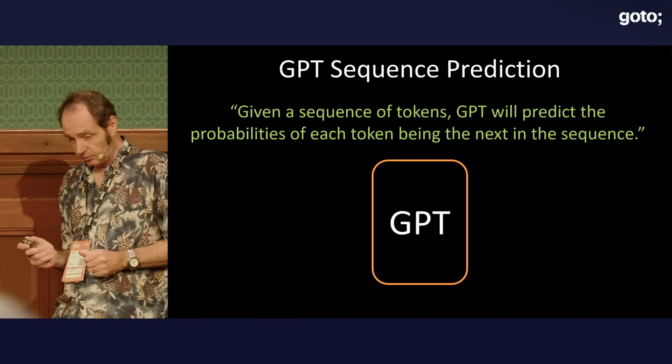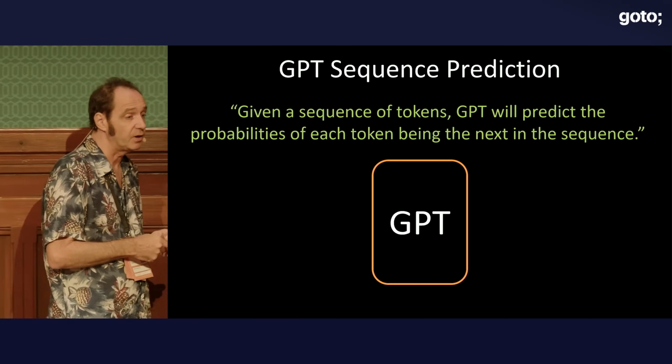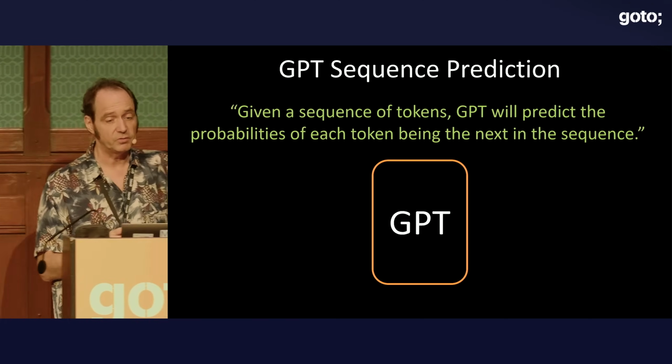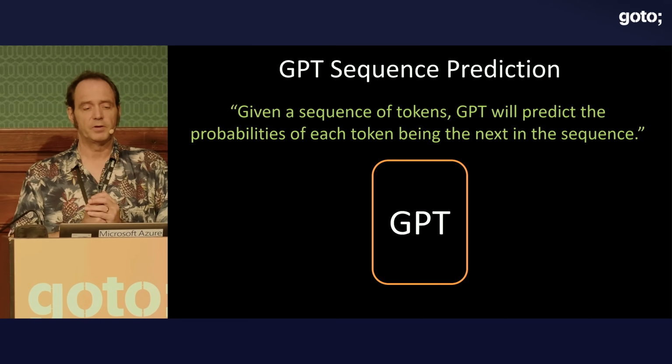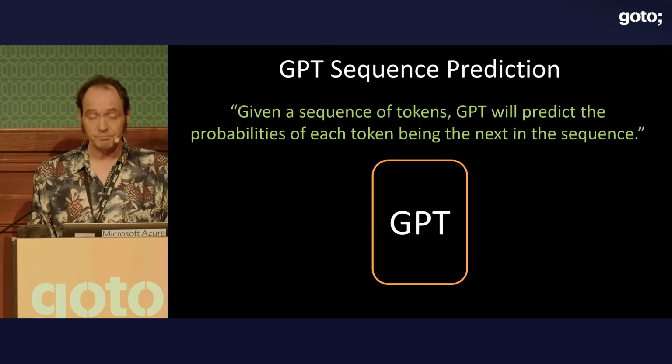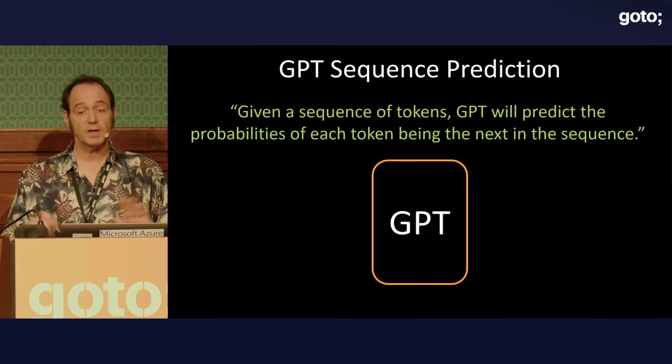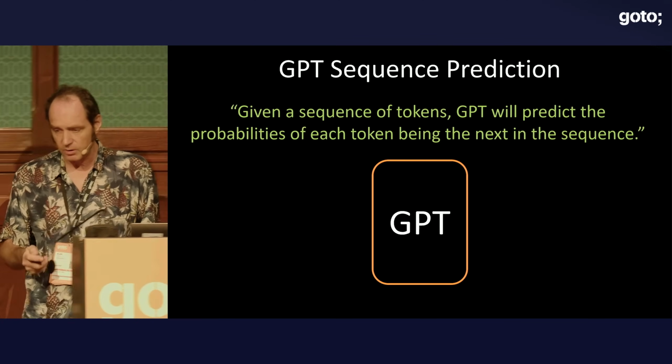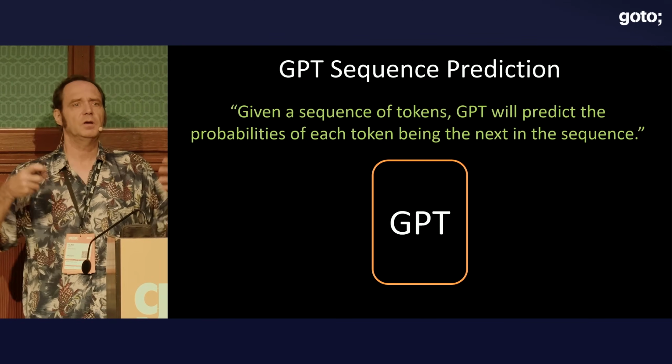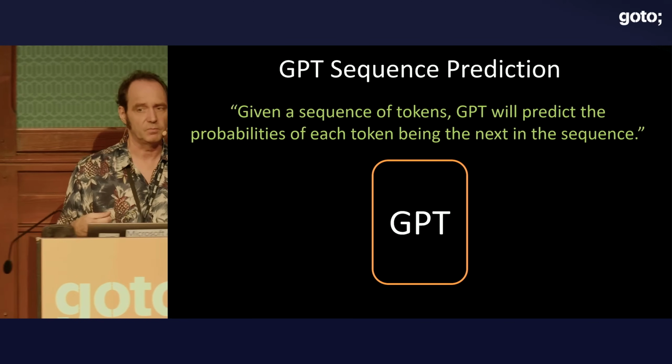The only thing these models do, the GPT models and many of the large language models, is given a sequence of tokens, the model will predict the probabilities of each token being the next token in the sequence. That's it. That's the only thing that they do. And we put a lot of code around it to make that work.